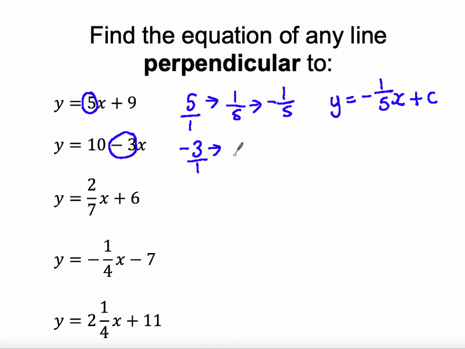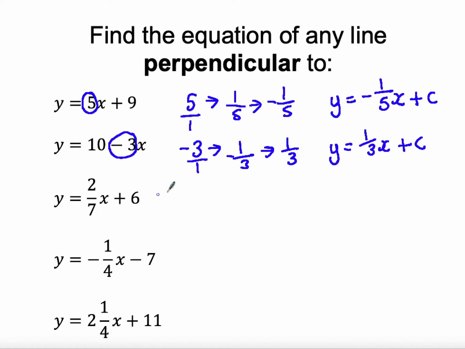So reciprocal of that, negative version, go back to being positive. So therefore the gradient of my line is 1/3. So I know it's y equals 1/3 x plus anything.